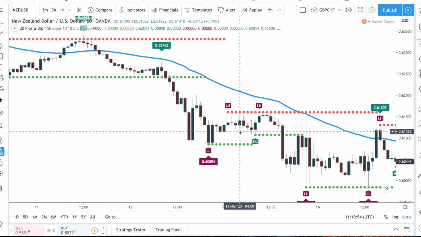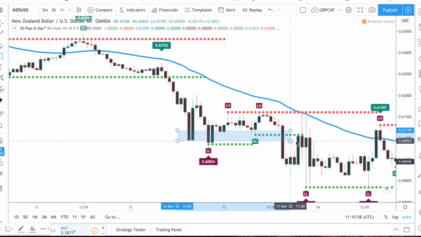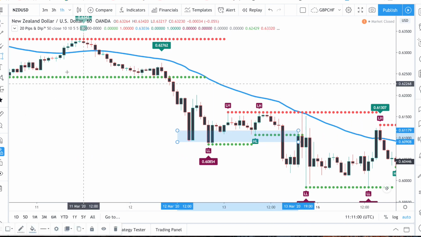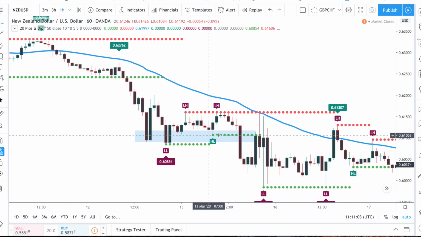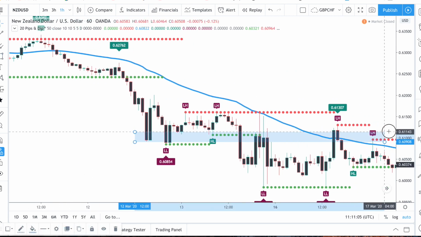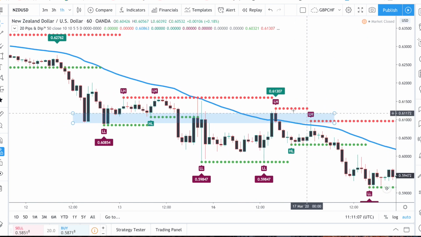Now, if you also remember, what happens when support, like this scenario right here, is broken? It becomes resistance. So that area is now what? Resistance. So you see now how it converted to red? Because now it turned into some resistance.